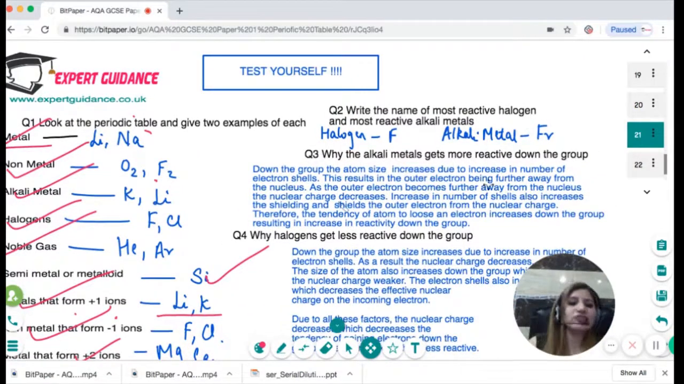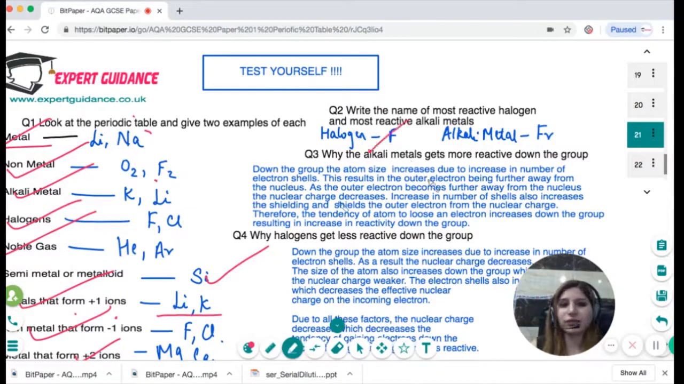The most reactive halogen, remember, is the halogen which is the top one, that is fluorine, and the most reactive alkali metal is the bottom one, which is francium. Why do the alkali metals get more reactive down the group? I know you know the answer. Down the group, the atomic size increases due to an increase in the number of electron shells. This results in the outer electron being further away from the nucleus. As the outer electron becomes further away, the nuclear attraction decreases. Also, the increase in the number of shells increases the shielding, which shields the outer electron from the nuclear charge. Therefore, the tendency of an atom to lose an electron increases down the group, resulting in an increase in reactivity of the alkali metals down the group.